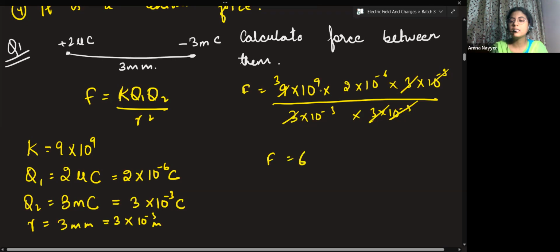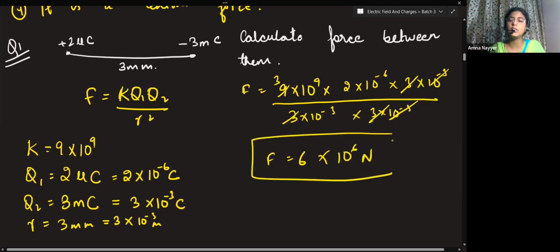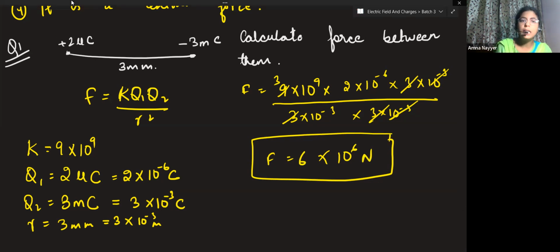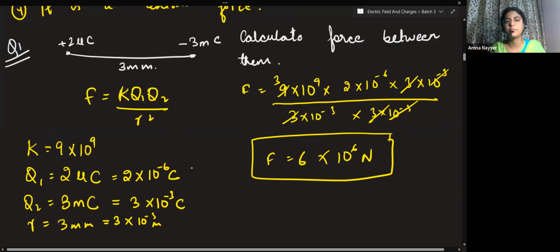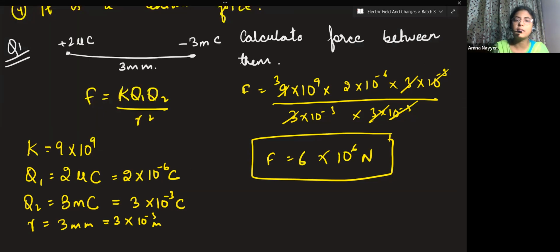The powers give 9 plus 3, which is 12, and 12 minus 6 is 6. So the answer is 6 into 10 to the power 6 Newton. This is the force that you will get. That's how you utilize this formula, F is equal to K Q1 Q2 by R square. So quickly note it down. The other question I'm giving you, you should try by yourself. At least note it down and try that question.